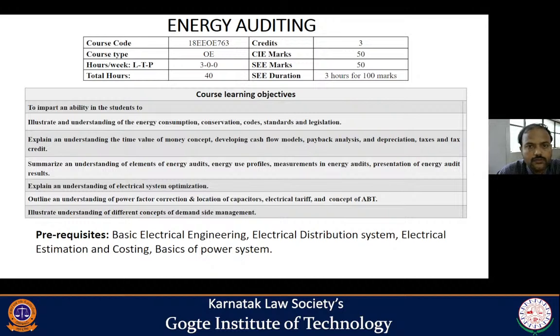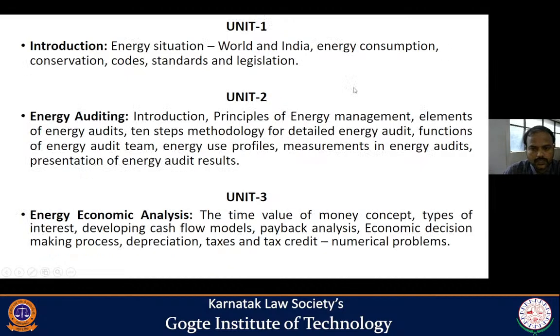Today I am here to give a brief introduction about energy auditing, the open elective course Energy Auditing. The course code is 18EE OE 763. As you know, it has 3 credits and the course type is open elective. The CIE and SEE marks are 50 and 50. The total hours given for this course is 40, though it may exceed to 40 to 45 hours, and the SEE is for 100 marks, 3 hours.